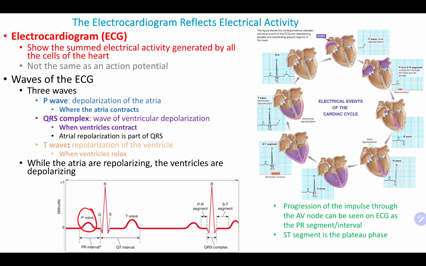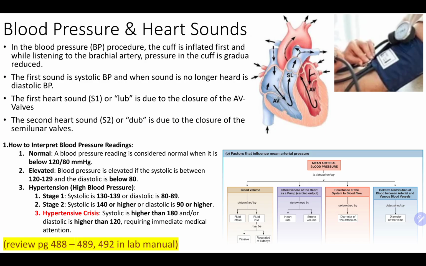Again, the P wave is where the atria will depolarize. This is where the atria will contract, right? The QRS complex is when the ventricles will contract, when the ventricles depolarize. This is also where the atria will repolarize, when they will relax as well, okay? And then we have the T wave. The T wave is when the ventricles will relax, when they repolarize, okay? So you've got to remember these different waves of the ECG.